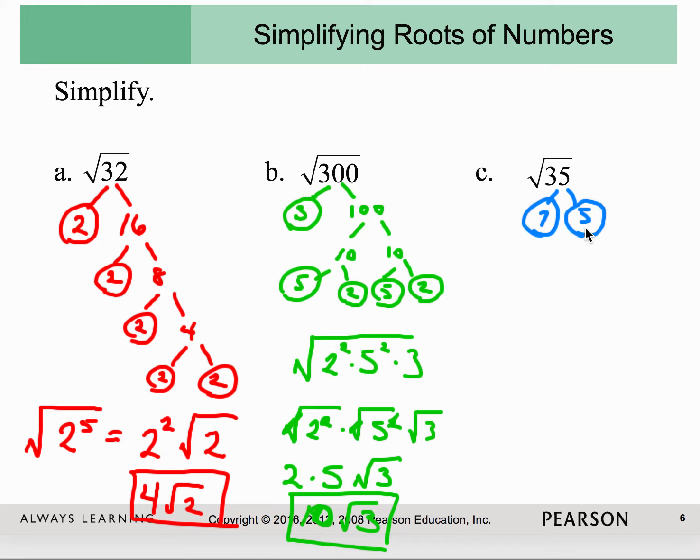Hey, that one doesn't have any exponents. It doesn't simplify. There are no exponents 2 or larger. These simplified because when I wrote them in their factored form, I had exponents 2 or larger. If none of them have exponents larger than or the same as the index, it doesn't simplify.